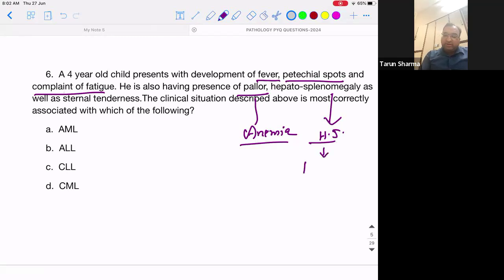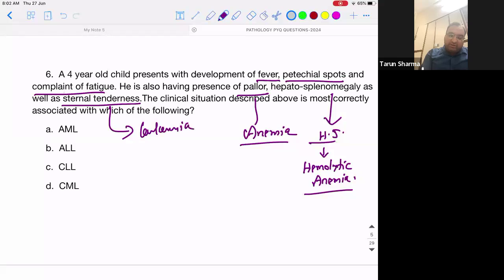Anemias like hemolytic anemias. All the types of hemolytic anemias are associated with hepatosplenomegaly. With sternal tenderness, that is a very particular thing. Now sternal tenderness is given, that belongs to the leukemia categories. So whenever sternal tenderness is given, you think about leukemia. The clue is that anemia is there, hepatosplenomegaly is given, and the last word is sternal tenderness, which is commonly seen in leukemia patients. So this is a case of leukemia.